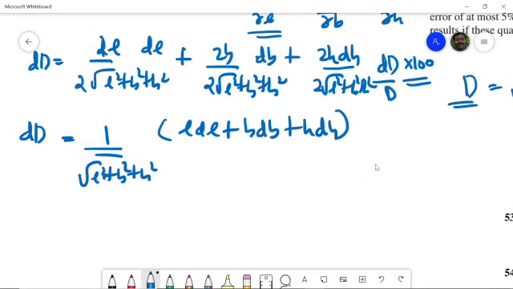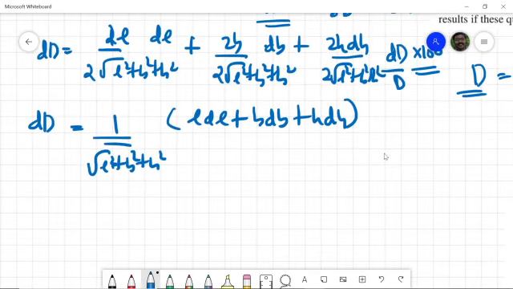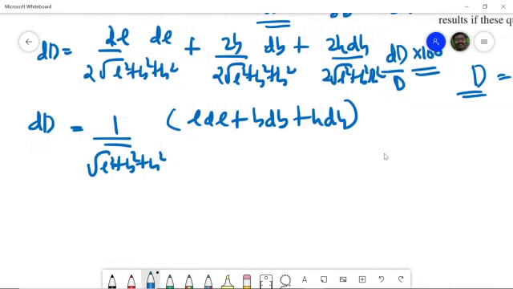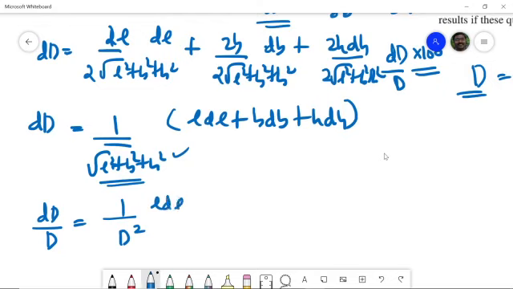So we need actually dD by D. Okay, so we need the value of dD by D. So this is actually your D only. So what is dD by D here? It would be again 1 by D square, into, this is your root of L square plus B square plus H square. D is already there, so I am supplying one more D. So I have 1 by D square into L dL plus B dB plus H dH. Okay, so this much we have got.